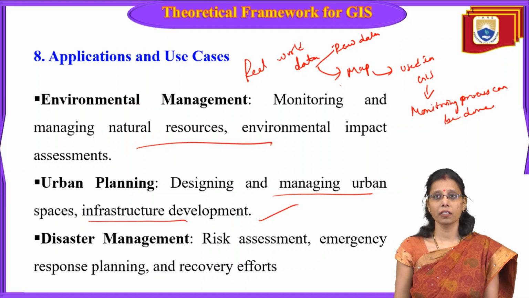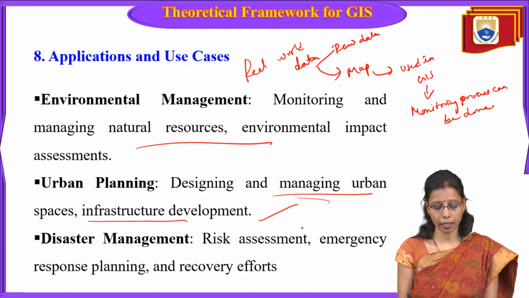So how is it converted? This is the process: real world, that raw data, then map, and the final output in the form of an image. Okay, so urban planning, designing, management, and managing of the data can be done.